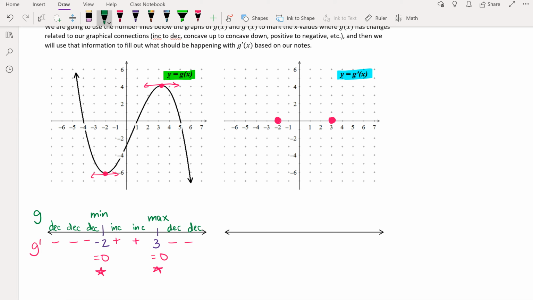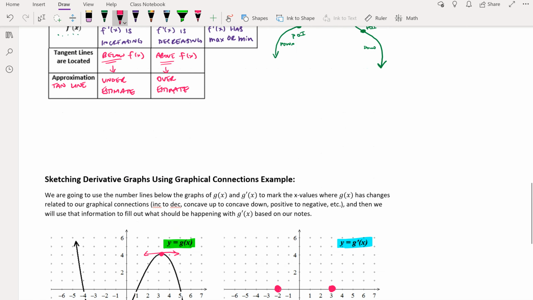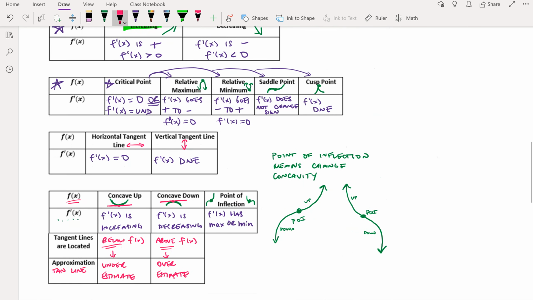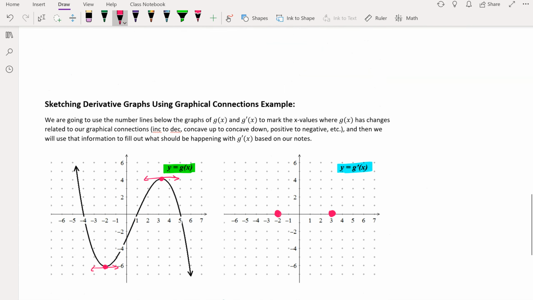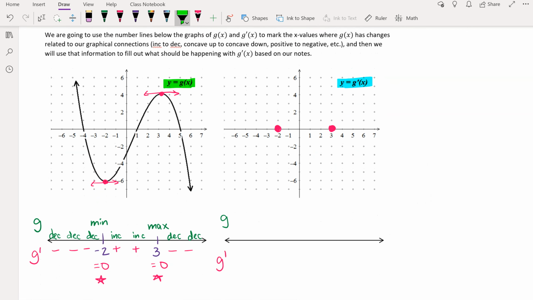Okay, now let's do another G prime comparison. And this time we're going to see, is there anything else that we can focus on? What about the concavity of G to compare it to G prime? So let's go back and write what's happening with the concavity of G. It looks like from -5 all the way to right about, I don't know, 1/2, let's say, the G graph is concave up.